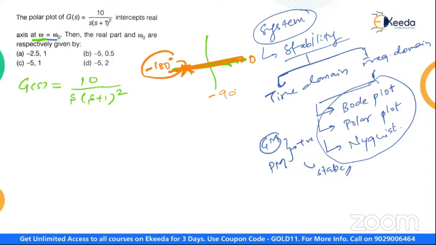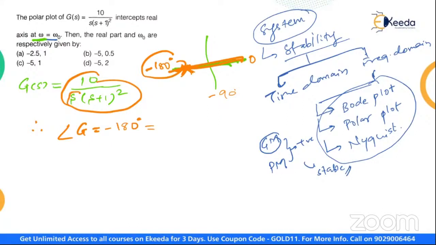Correct or not? Therefore, we need to equate the angle of this particular plot to 180 degrees to minus 180 degrees. So this is angle of G, which is equal to minus 180 degrees. Which is equal to how much? This total angle. Correct or not? Yes. Now, what will be the total angle? This total angle will be what?